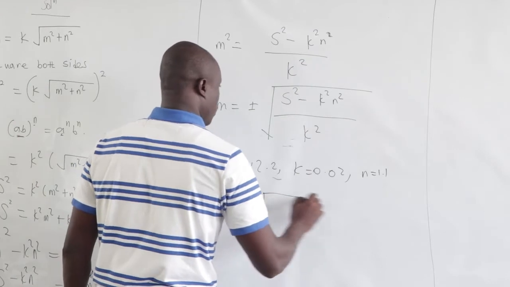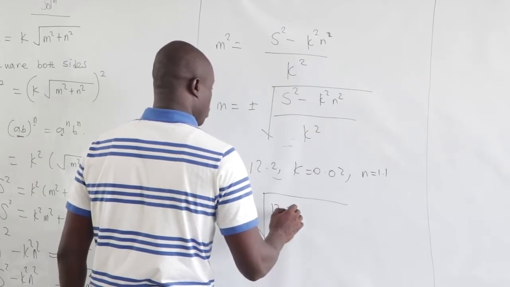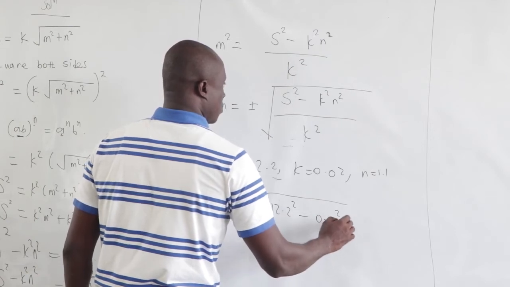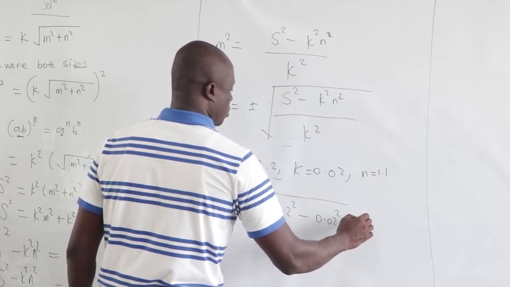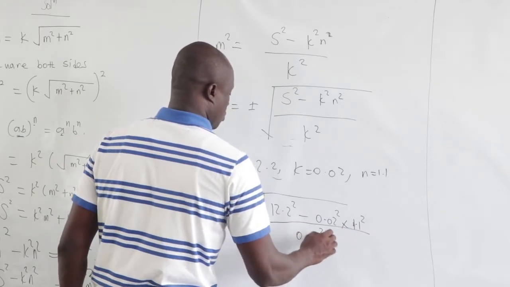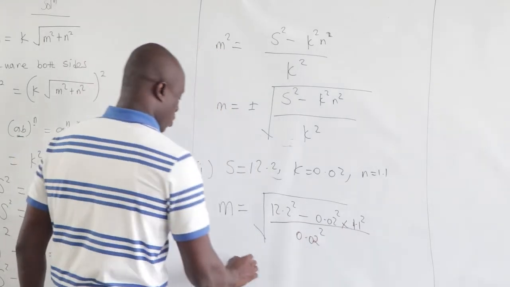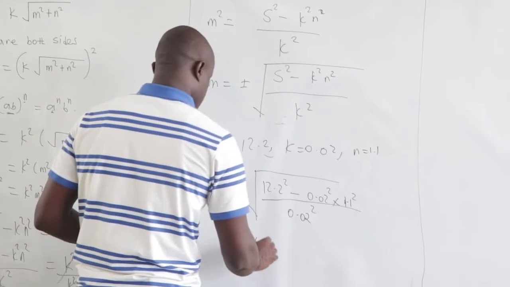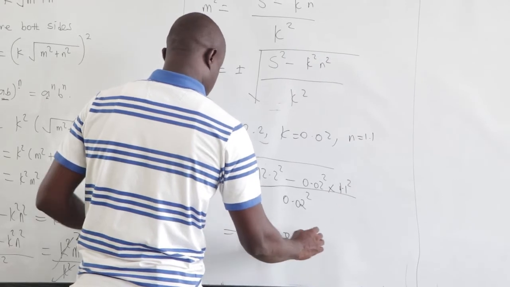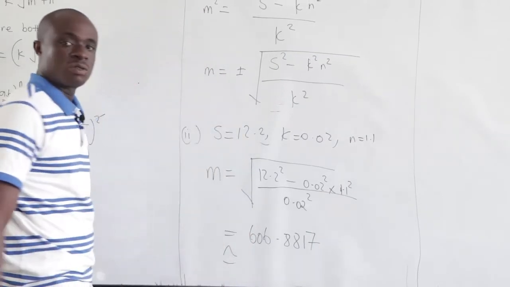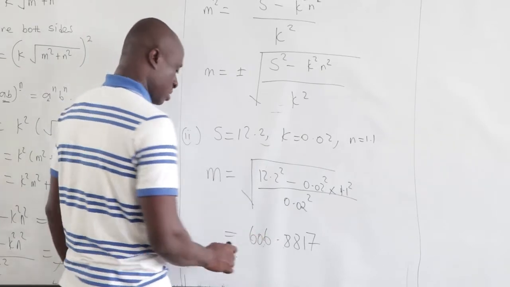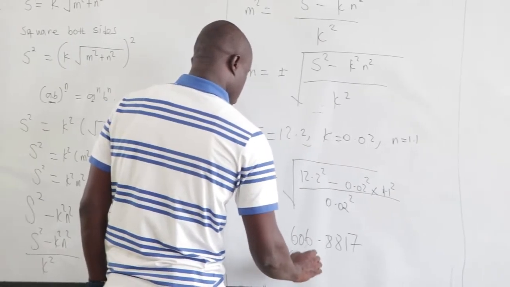So square root of S squared, you have 12.2 squared minus K squared, N squared, 1.1 squared, all over K squared, 0.02 all squared. Now when we punch this on the calculator, I get 606.8817. Now the question says correct to the nearest whole number. 606.8, so this 8 we change to 6, giving us 607.